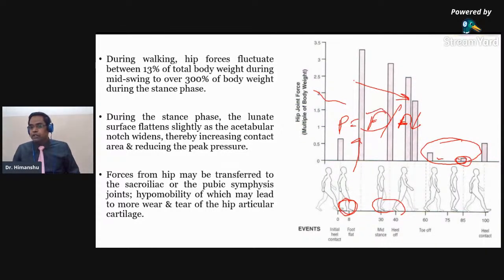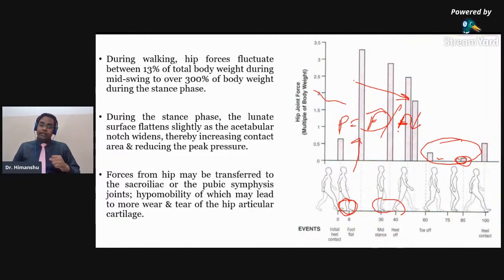So pressure is inversely proportional to the area. If the area is lesser, the pressure goes up. If the lunate surface doesn't flatten and the articulating surface area doesn't increase, the pressure would increase, and this increased pressure would lead to early degeneration of the joint. That is osteoarthritis. If this mechanism was not there, everybody would have early osteoarthritis of the hip joint. But we do not have that.